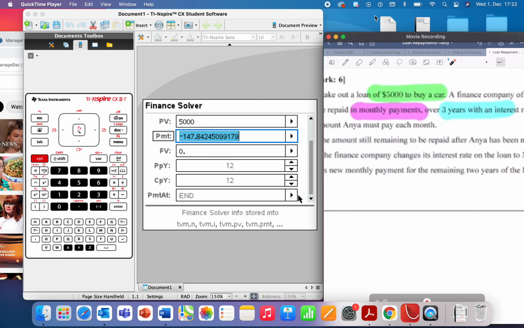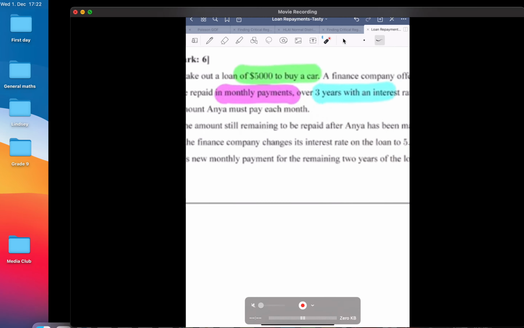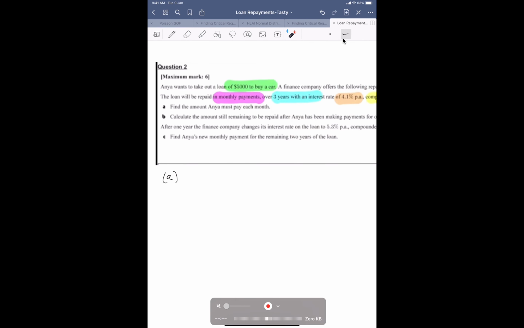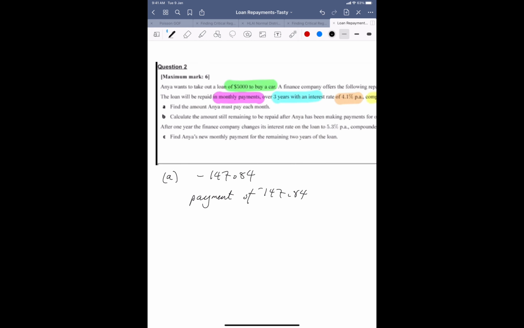So let's just write that down. 147.84. So for part A, it's negative 147.84, so therefore it's a payment of $147.84 per month. And it is always worth putting some of the details down, right? CPY, PPY, just putting some of these numbers down that you use.